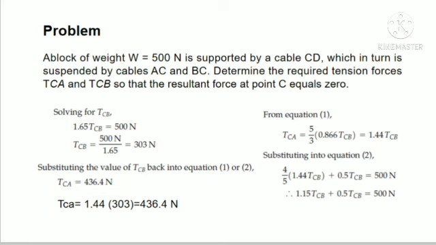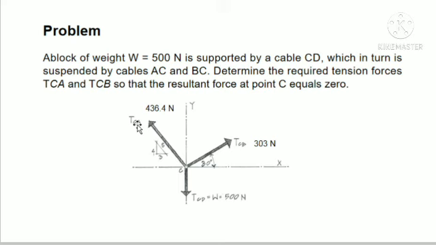So all in all, we have TCA equal to 436.4 Newton, and tension CB equal to 303 Newton. Okay, so that's all.